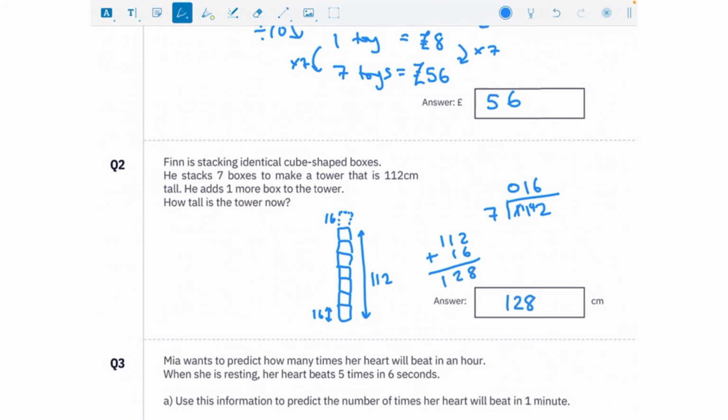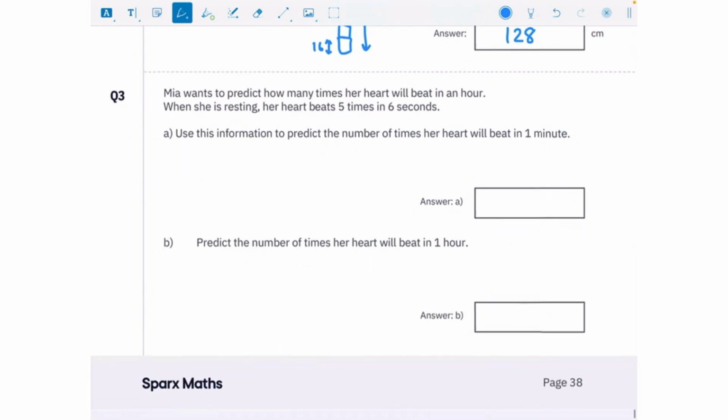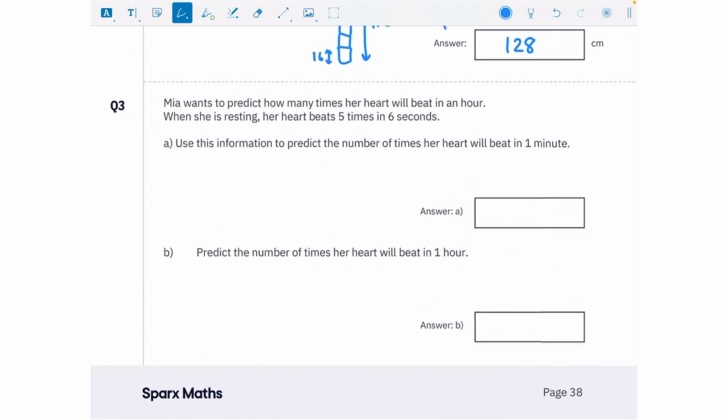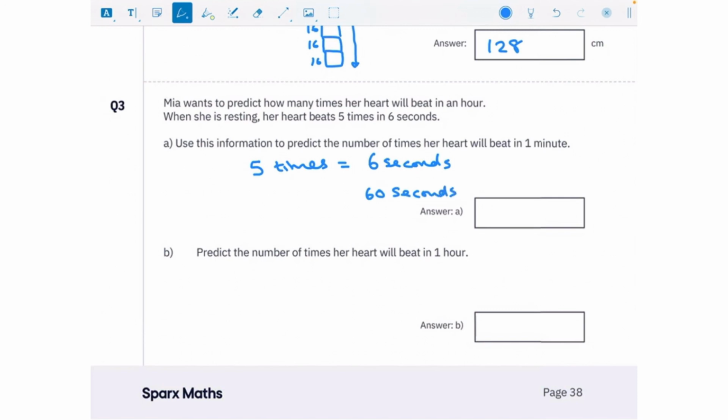128. Question number 3. Mia wants to predict how many times her heart will beat in an hour. When she is resting, her heart beats 5 times in 6 seconds. Use this information to predict the number of times her heart will beat in 1 minute. 5 beats, or 5 times, equals 6 seconds. A minute is 60 seconds. So what have we done to the right-hand side of our equation? We've multiplied it by 10. So we also need to multiply the left-hand side by 10, and that would be 50 times. So we could expect it to be 50 times in 60 seconds.